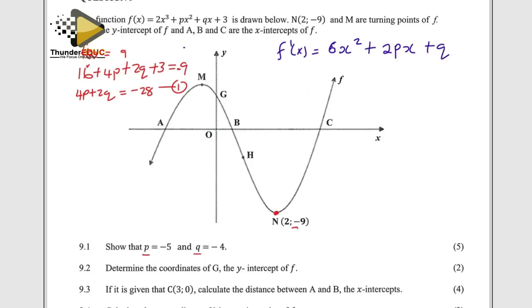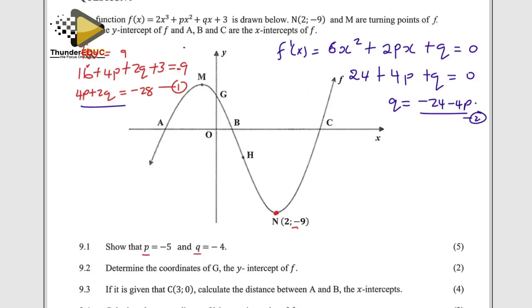Okay, then I must equate this to 0 because I know that this is the gradient function. Now if my x is 2, that's going to be 6 times 2 squared, which is 24. Plus 2 times 2, 4p, plus q must give us 0. I can make q the subject, which is going to be negative 24 minus 4p. So I need to solve this and this simultaneously.